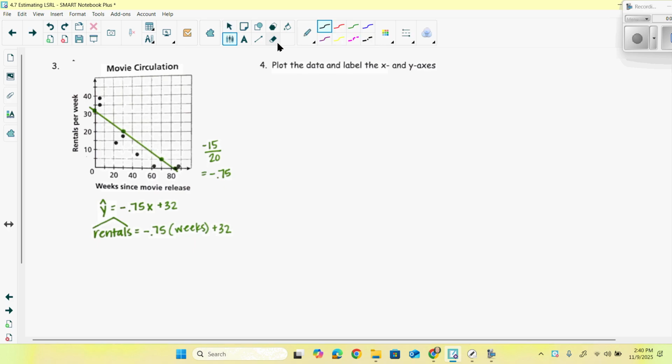It might even be worth, whenever you see your decimals, maybe think of them as an over 1. And then the units was 0.75 rents per 1 week of it being out. All right, plus 32. So at the very beginning, they expect 32 rents per week, and then every week that goes by, they lose 3/4 of a rental, obviously.